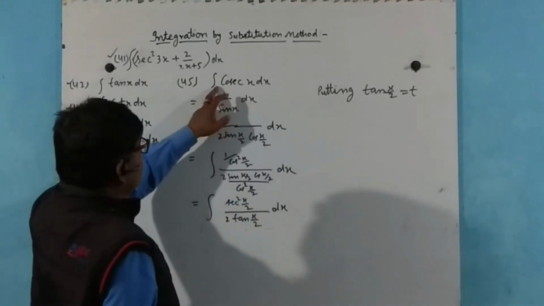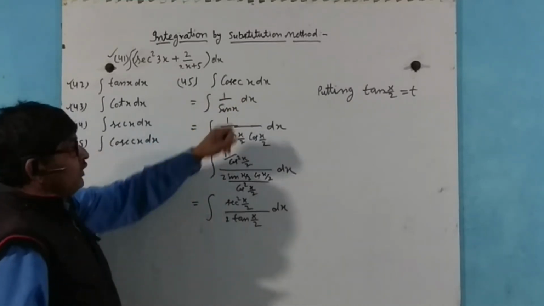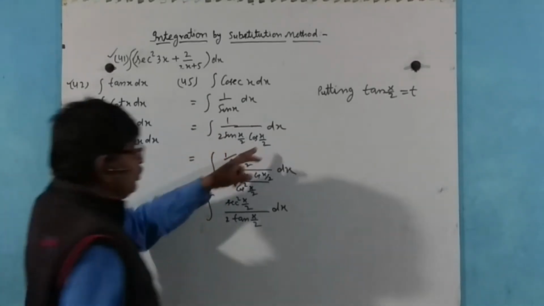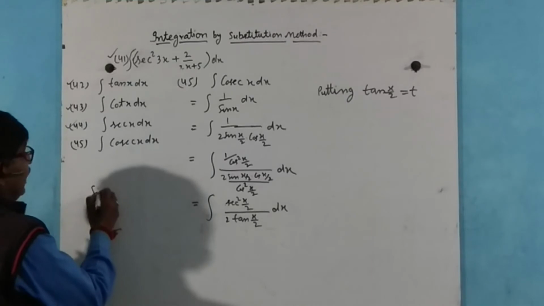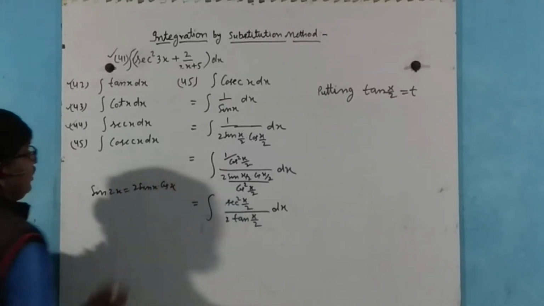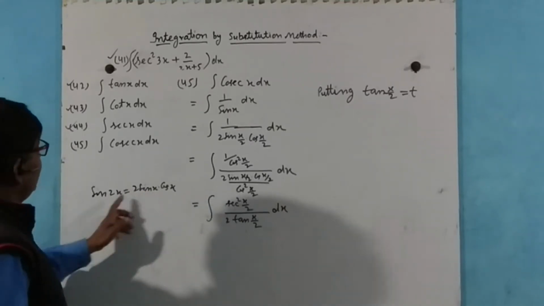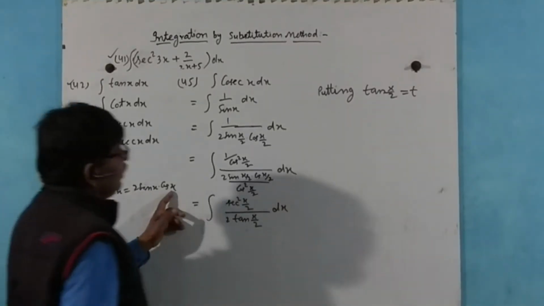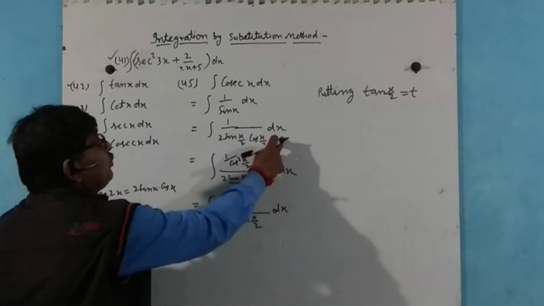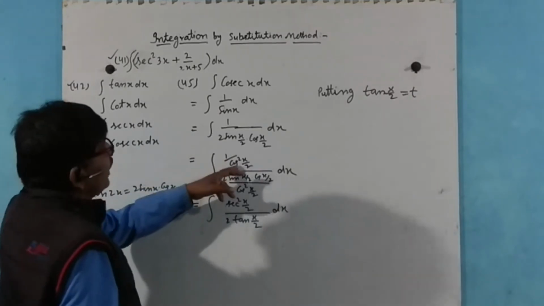Now here, integration of cosec x dx. Cosec x equals 1 by sin x, and sin x equals 2 sin x by 2 into cos x by 2, because as you know that sin 2x equals 2 sin x into cos x. If we apply the half angle, this will be x by 2. So here we have 1 by 2 sin x by 2 into cos x by 2 dx, and multiply numerator and denominator by cos square x by 2.